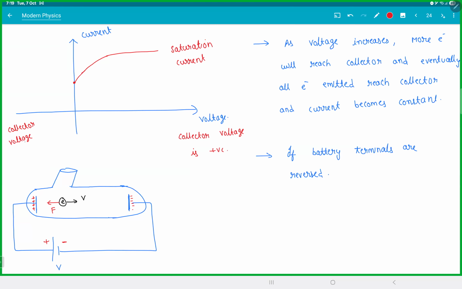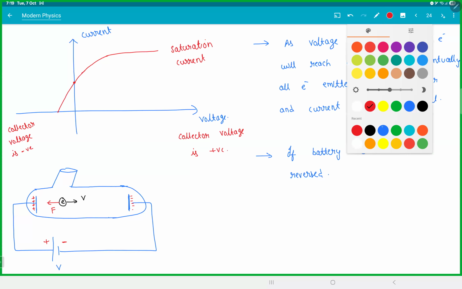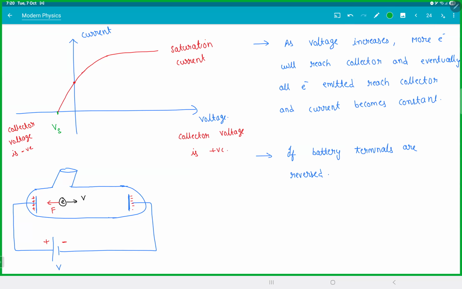And if you apply enough voltage, the current becomes zero. This voltage is called V stopping potential. So if you reverse the terminals, the emitter attracts the electrons and current decreases. So here we define something called V stopping potential.